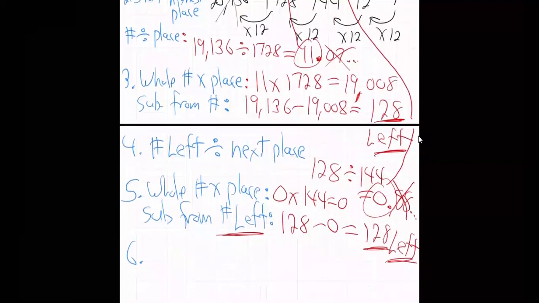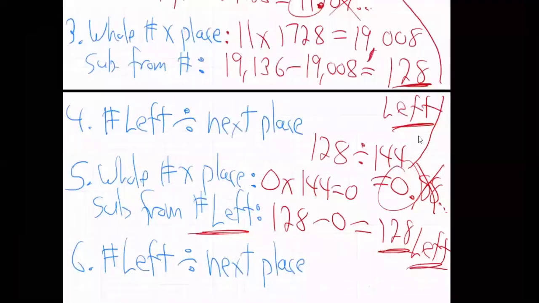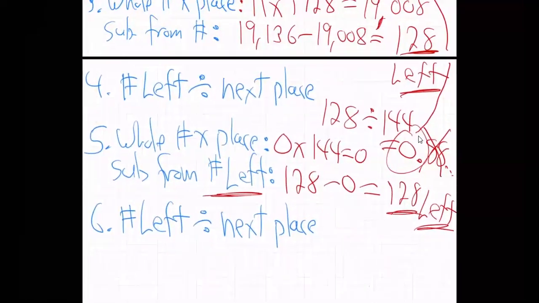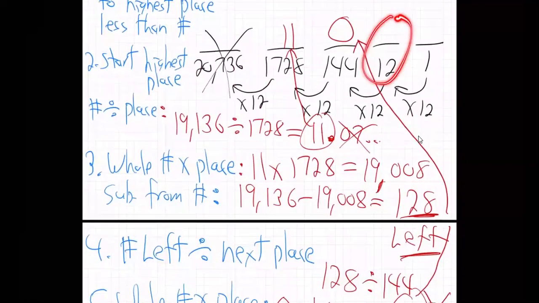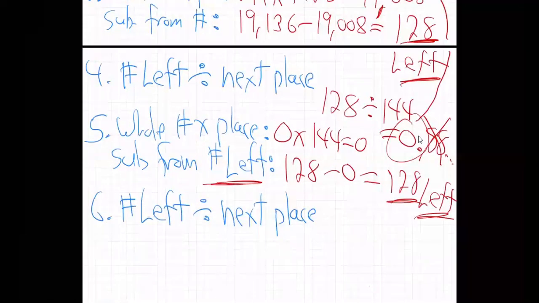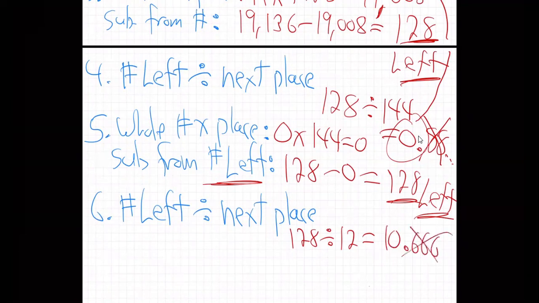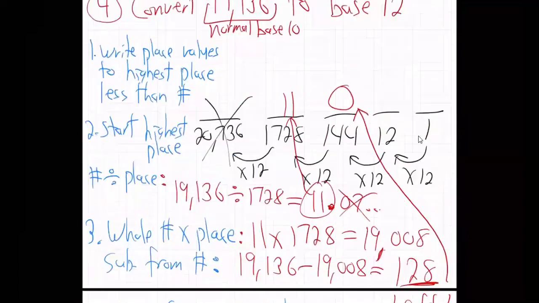All right, next step. Take the number left and divide by the next place. So what's the next place? Let me look up here. It's the 12s place. So I'm going to take my number left, which is still 128, divide by 12, and I'm getting 10.6666. So throw away the decimals as usual. Keep the whole number. And that's our next answer, 10.